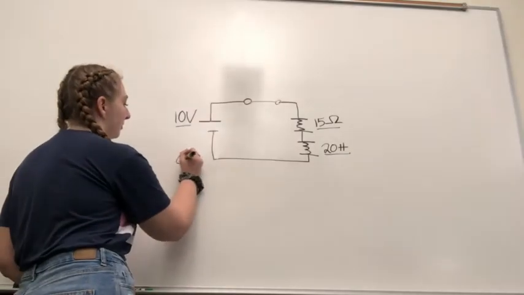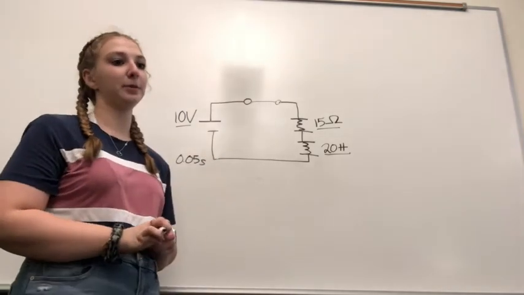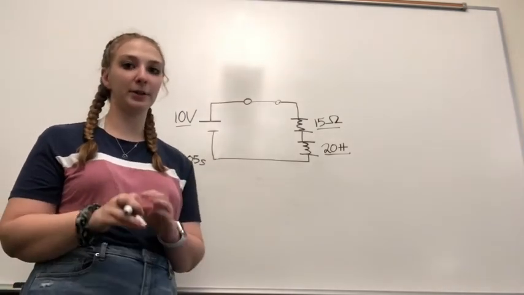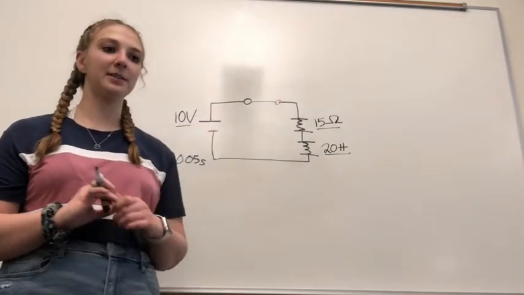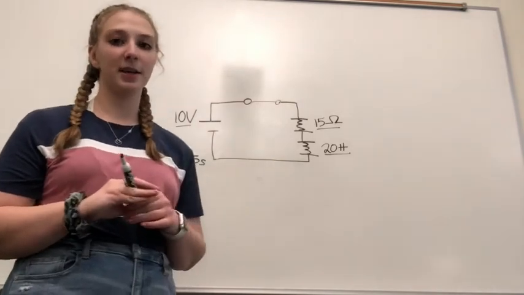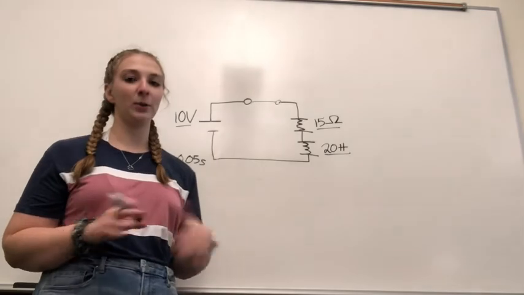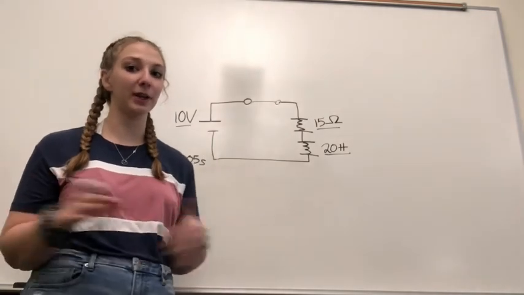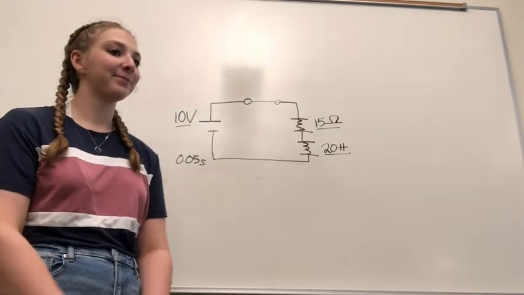Now, let's say we want the current at 0.05 seconds. If you remember before, we had two equations. We had I equals I naught times 1 minus e to the negative t over tau. Then we also had I equals I naught times e to the negative t over tau. Now, which equation do you think we're going to use? Hit pause, try to figure it out.